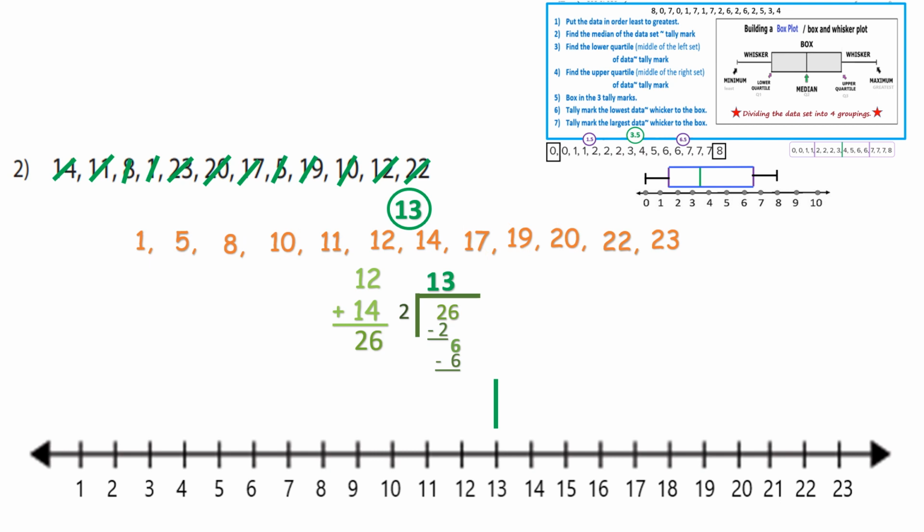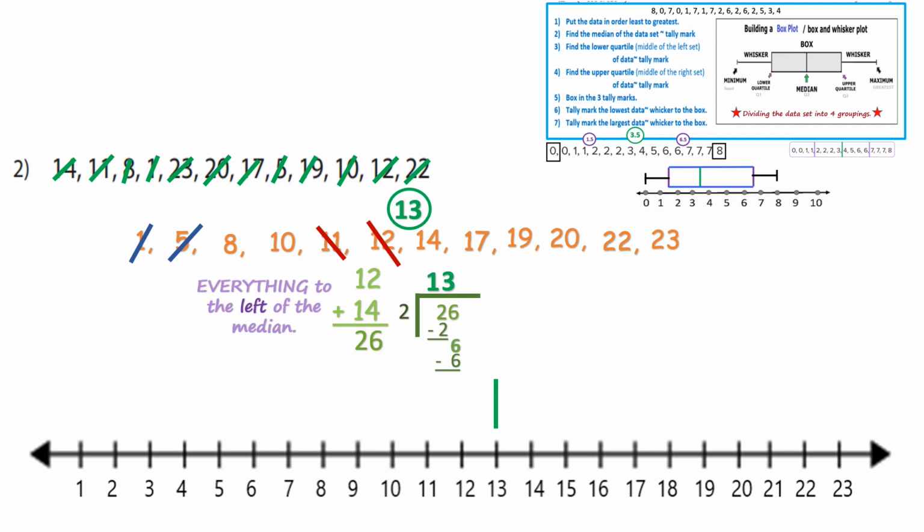So what that means is I'm going to look at from the 1 to the 12, and I'm going to cross them off from the outside in until I'm left with one middle number or 2 that I have to find the middle of. So we finished up step 2 by finding the median. We put our tally mark above the 13. And so now I do step 3 and find my lower quartile using everything to the left of the median.